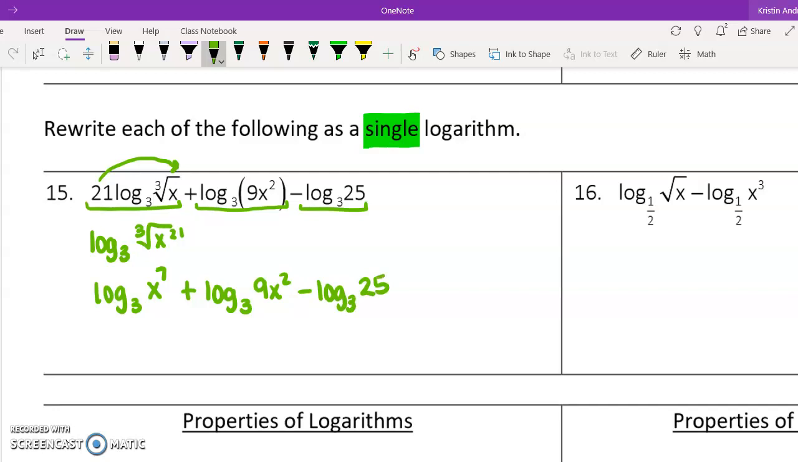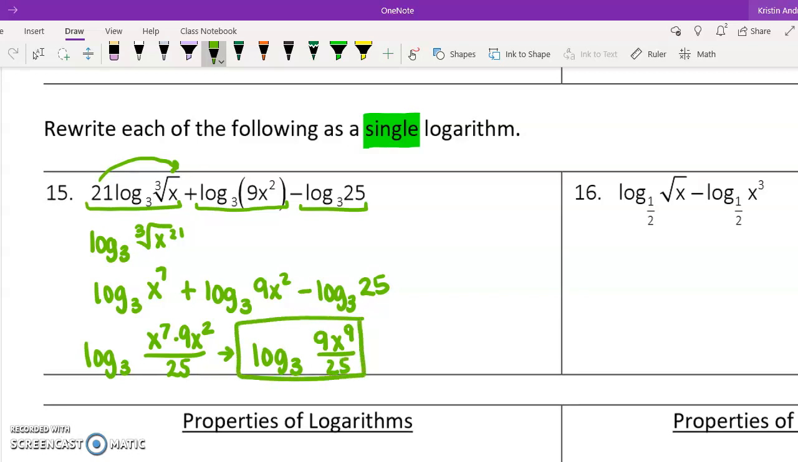So now I'm going to look at them all. They all have a log base 3. So now I just have to change plus into times and minus into divide. So I've got log base 3 of x to the 7th times 9x squared divided by 25. And that's just log base 3 of 9x to the 9th power over 25. It's now a single log. I rewrote that entire thing from 3 logs into just 1.